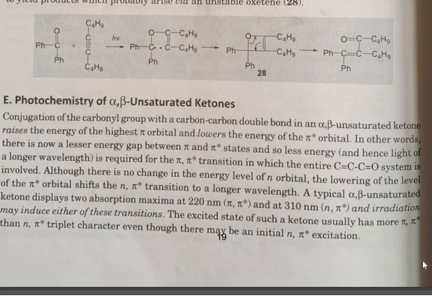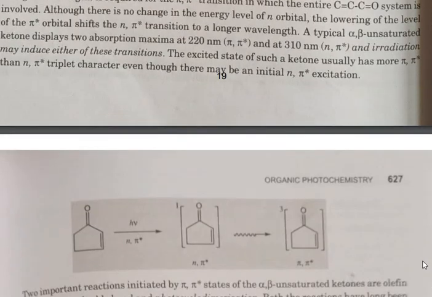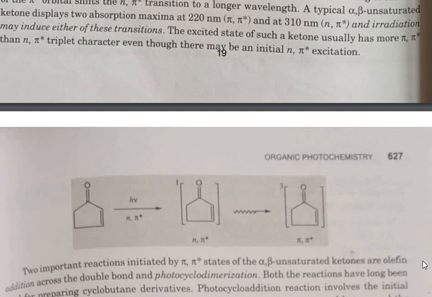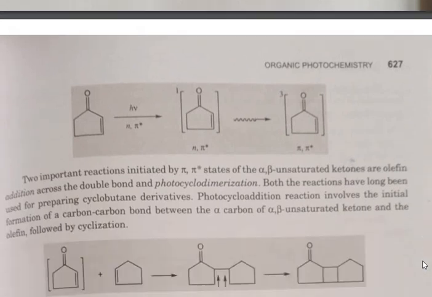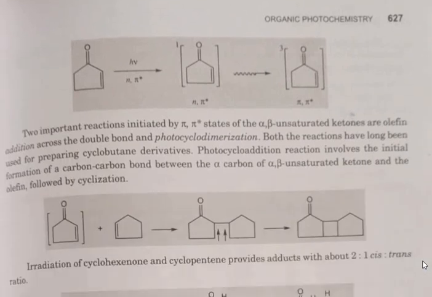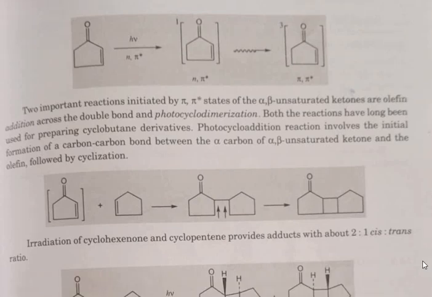Now the photochemistry of alpha,beta-unsaturated ketones. Look here. This C=O is conjugated with a double bond. In the presence of light, an n to pi star transition occurs, going to the singlet excited state, then the triplet excited state. You can see here the formation of cycloadditions and photocyclodimerizations.